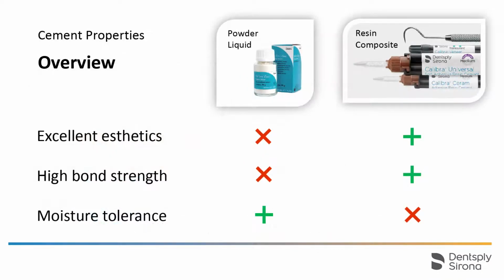In summary, it can be said that powder liquid cements on the one hand and resin cements on the other hand have diametrically opposed characteristics. Resin cements have ideal aesthetic properties and high bond strengths, but don't tolerate moisture. Powder liquid cements behave in exactly the opposite way.